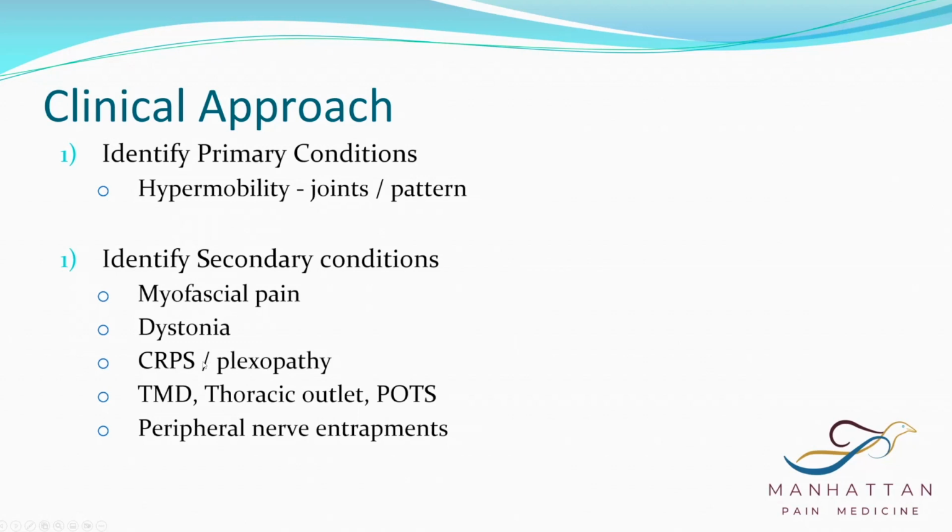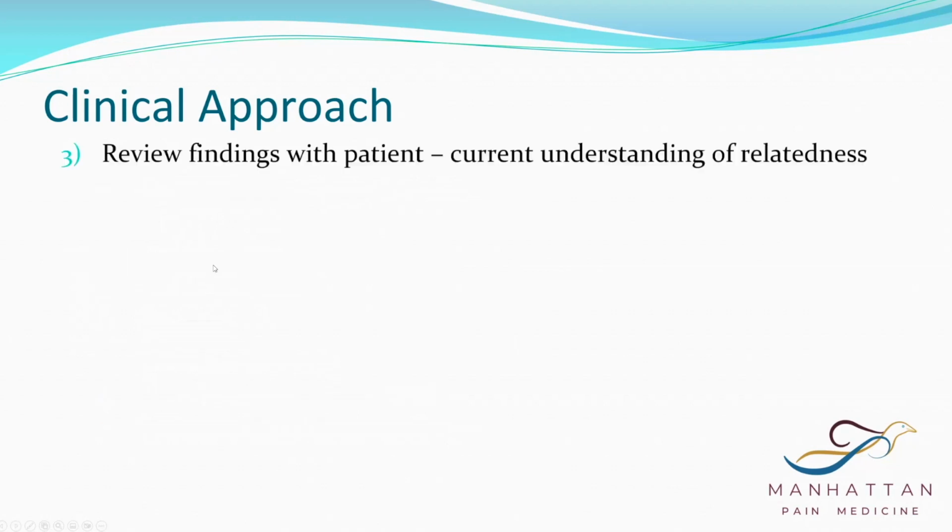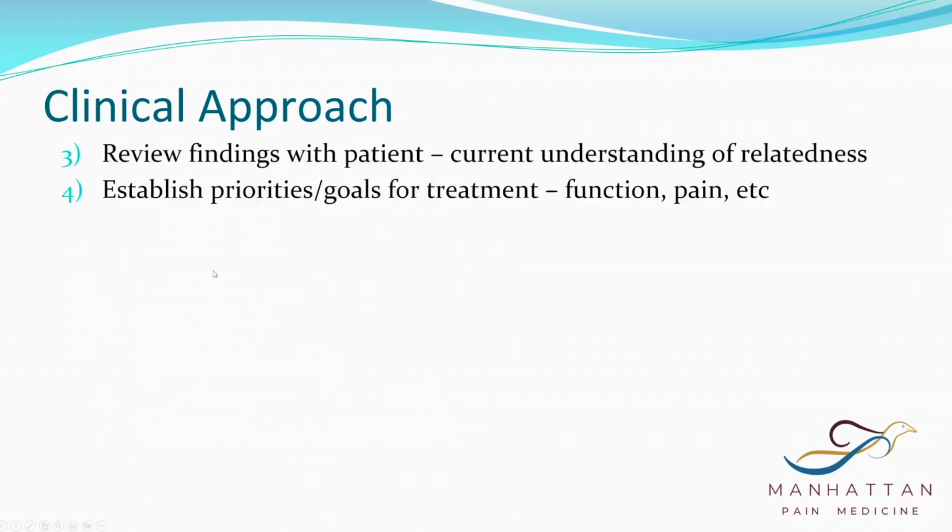You'll see it around the hip, where laxity around the hip will cause guarding of the piriformis. The piriformis will put tension on the sciatic nerve, piriformis syndrome, or the obturator internus will react to a loose hip and cause a pudendal neuralgia. We'll see temporomandibular joint dysfunction. We'll see thoracic outlet. We'll see POTS, and other peripheral nerve entrapment. So sort of just identifying what the core issue is, which is often hypermobility of the joint, and then the secondary downstream issues. Of course, we want to review all of this with the patient, make sure we're on the same page.